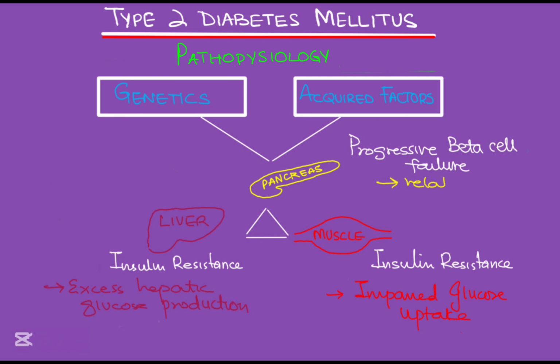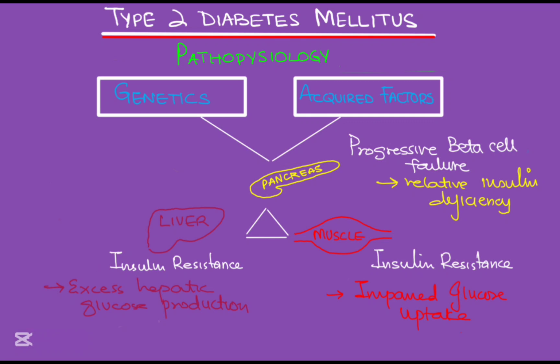And now, what happens in the pancreas is that the body and the organs have developed insulin resistance and they require more and more insulin. Initially, the pancreas compensates by producing more insulin, but eventually it fails, leading to insulin deficiency.